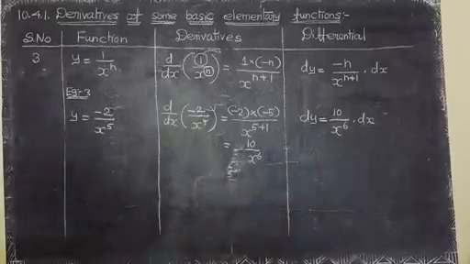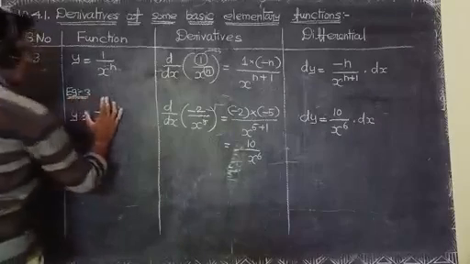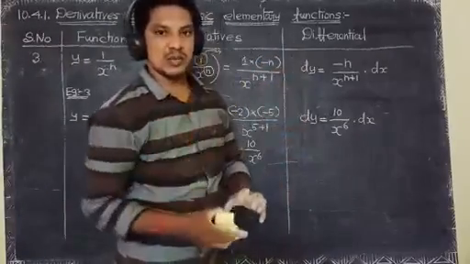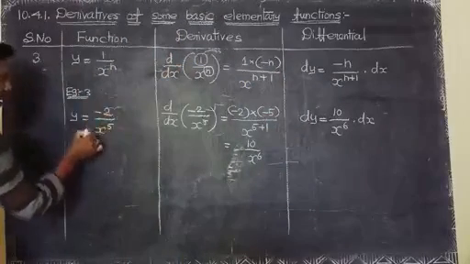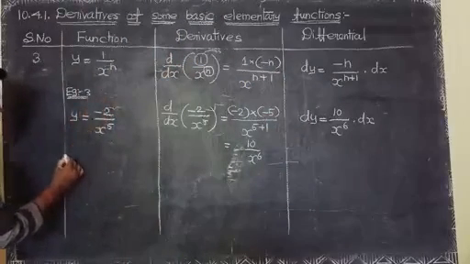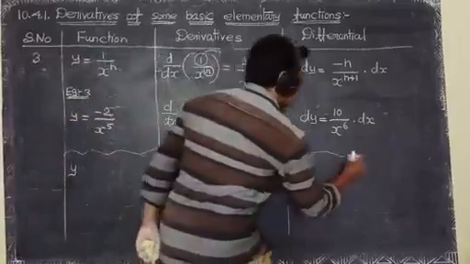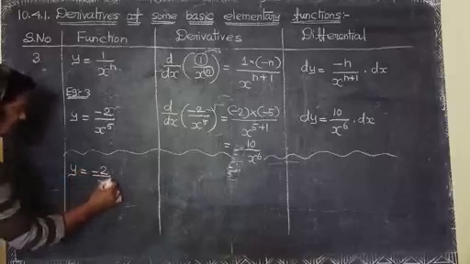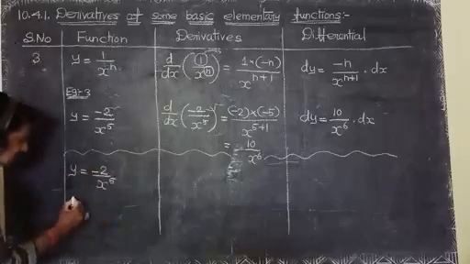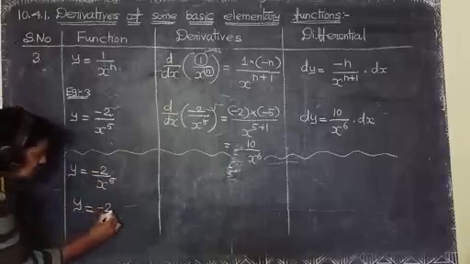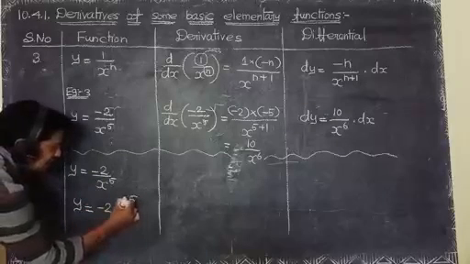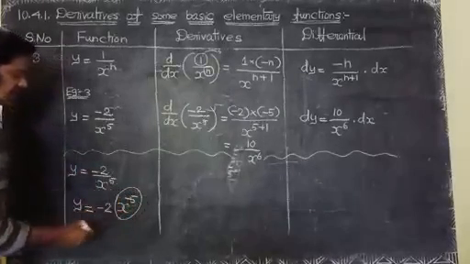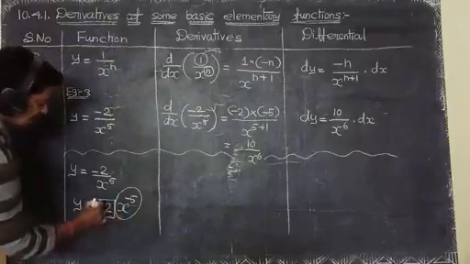Dear students, in the same problem we can find the derivative and differential in another structure. This is the given problem, and this is another method. Given problem y equal to minus 2 divided by x power 5, which can be written as y equal to minus 2 into x power minus 5. This is the structure x power n, and this is the constant term.